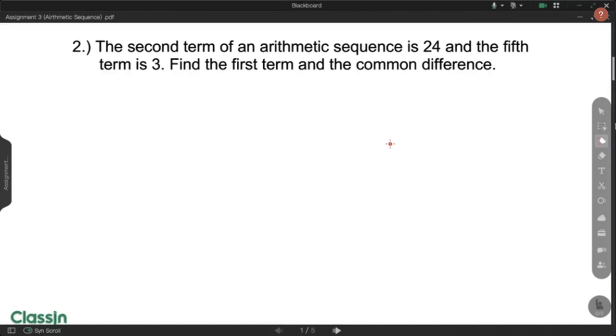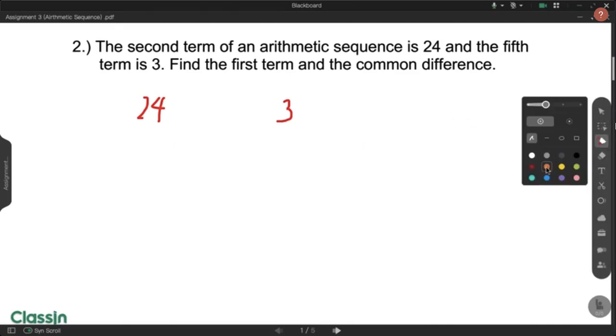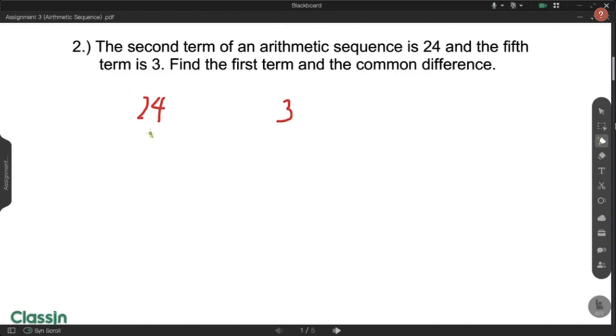Number 2. The second term of an arithmetic sequence is 24, and the fifth term is 3. Find the first term and the common difference. Okay, 24 is a sub 2, and 3 is a sub 5, second term and fifth term. These terms are given in number 2. We need to find the common difference first so that we will know what our first term is.